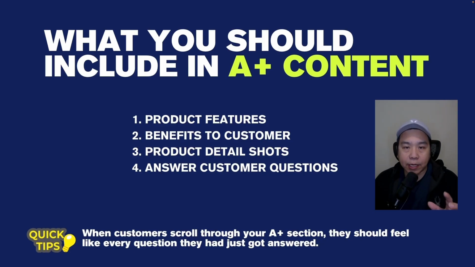You'll also want to answer your customer questions. This is a very powerful strategy because ultimately this is how you can convert better. You need to look at your competitors' negative reviews, your own negative reviews, and the questions that they ask, and apply these to your A+ content. You try to convey that message to your audience through the image. Here's a quick tip. When customers scroll through your A+ section, they should feel like every question they have is answered. And that's when you know you're closing that deal.